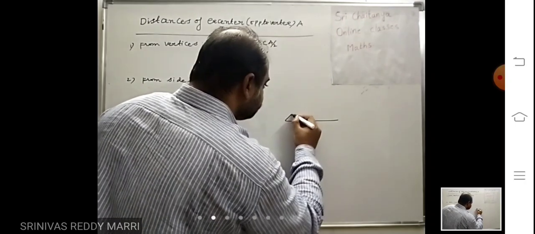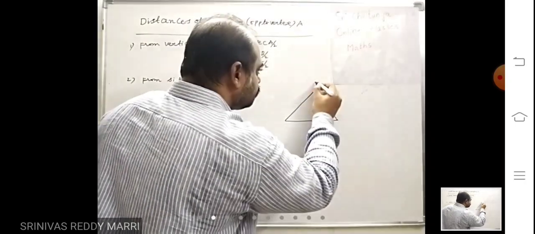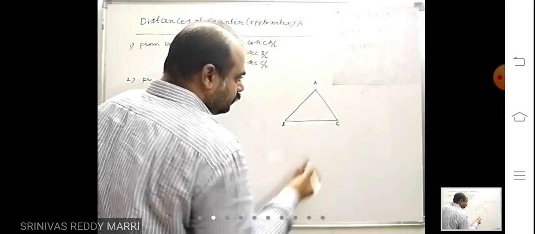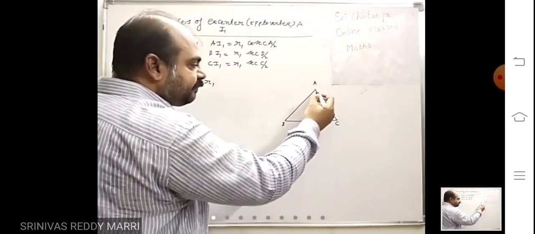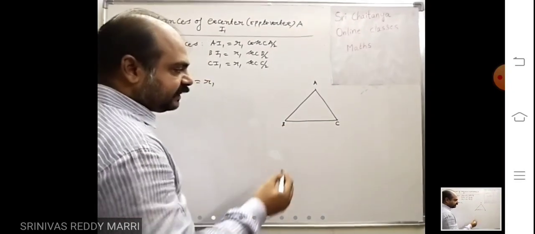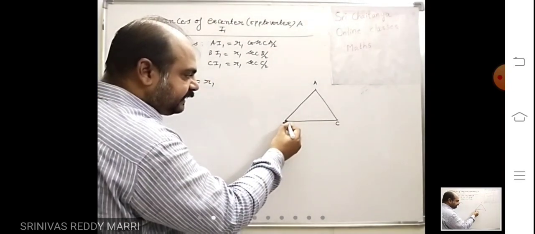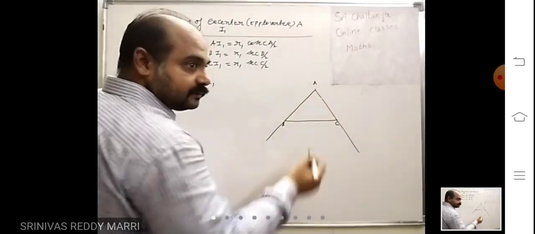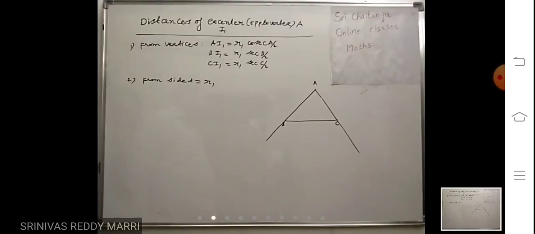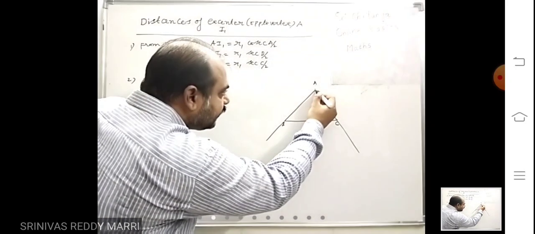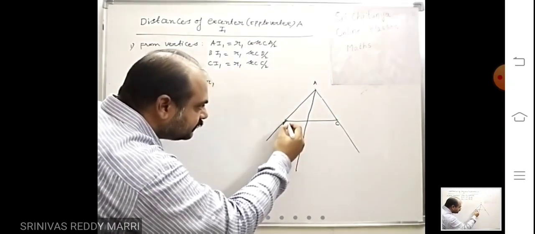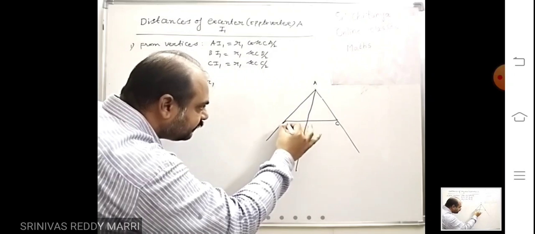All of you listen carefully. Internal angular bisector of angle A and external angular bisectors of angle B and C, they will meet at a point. I am extending this one. So this internal angular bisector of angle A I am drawing. These external bisectors I am drawing.